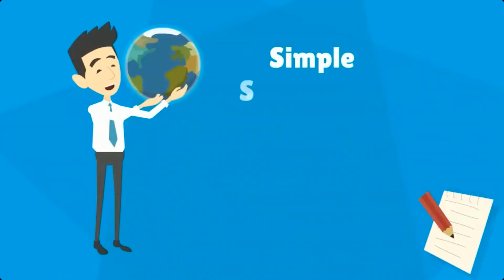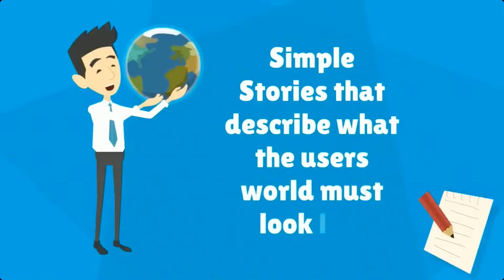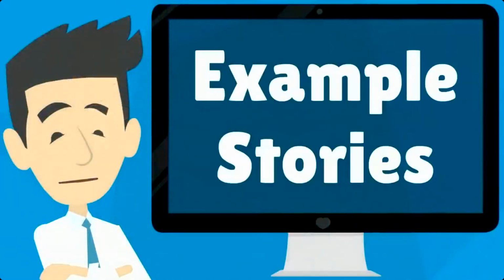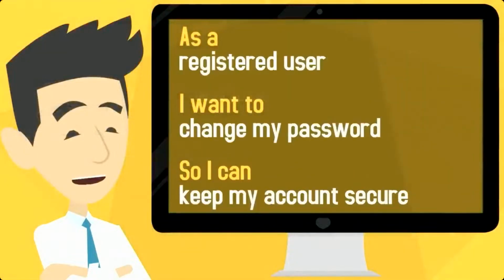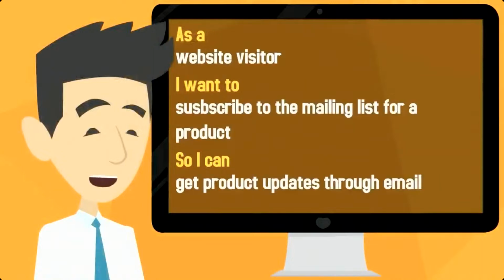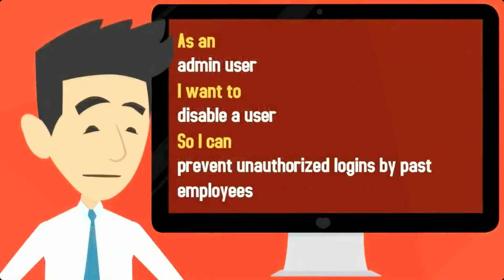A good approach is to represent the work through simple stories that describe what the user's world must look like in order to mark a story as complete. Here are some example stories using a typical story template. As a registered user, I want to change my password so I can keep my account secure. As a website visitor, I want to subscribe to the mailing list for a product so I can get product updates through email. As an admin user, I want to disable a user so I can prevent unauthorized logins by past employees.